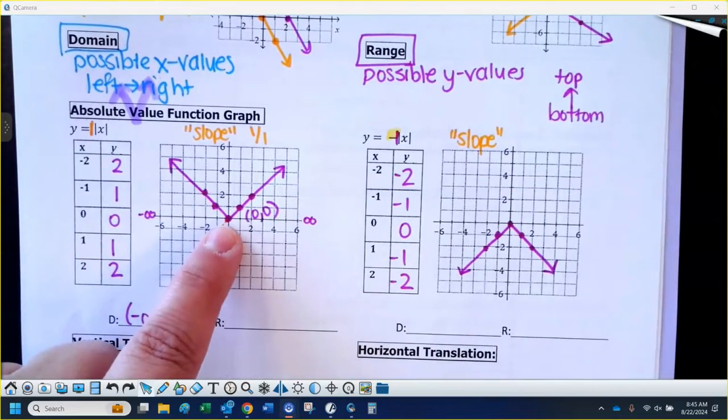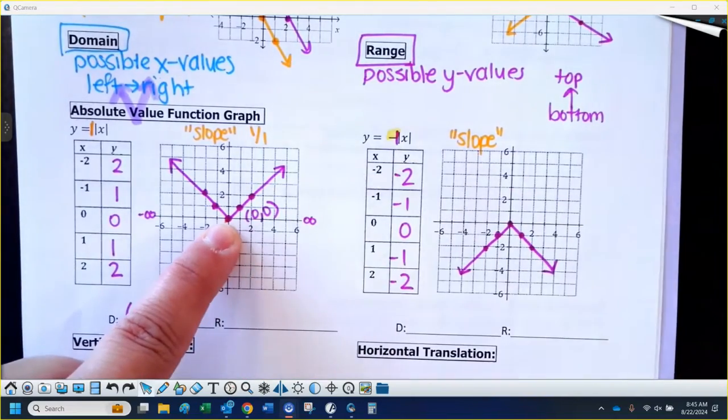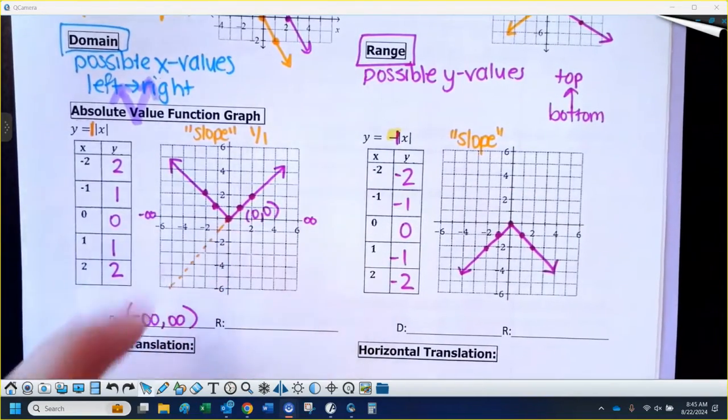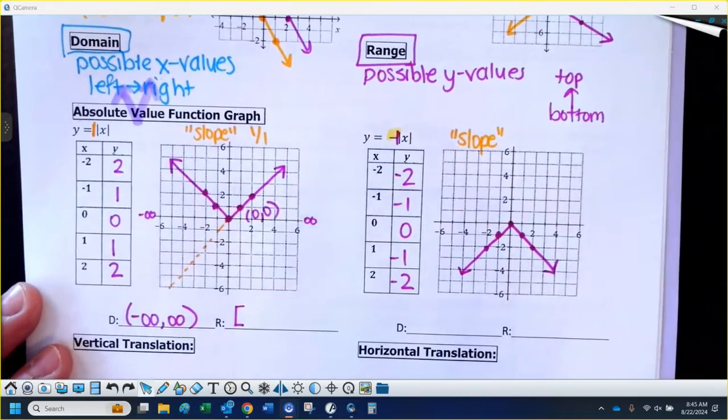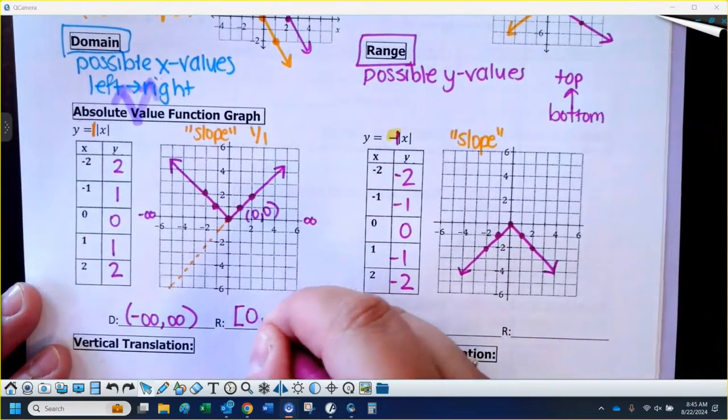Perfect. Okay, so you're just grabbing the y-coordinate of that point. Now, do I actually touch the point, right? It's a point on the graph. So I'm going to use a bracket here, and it should be 0.